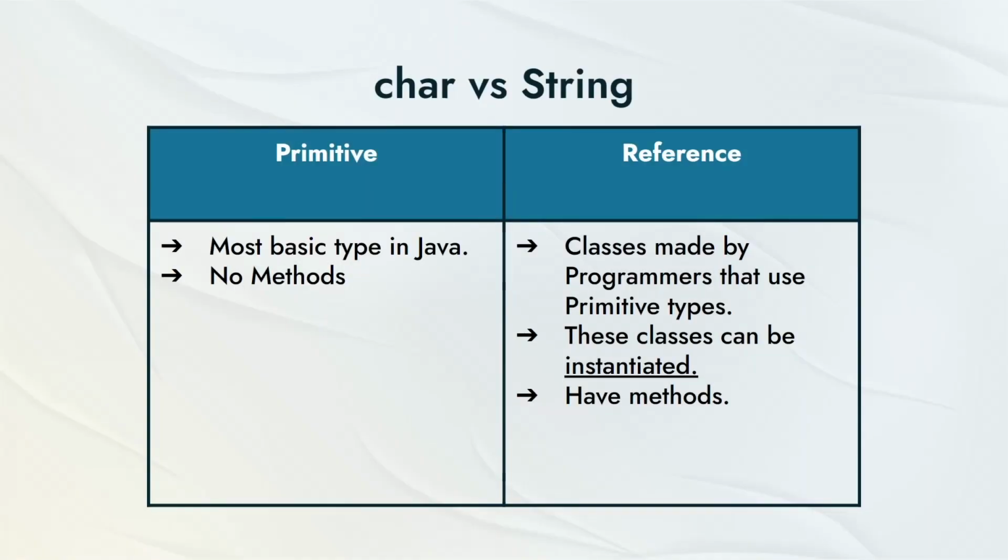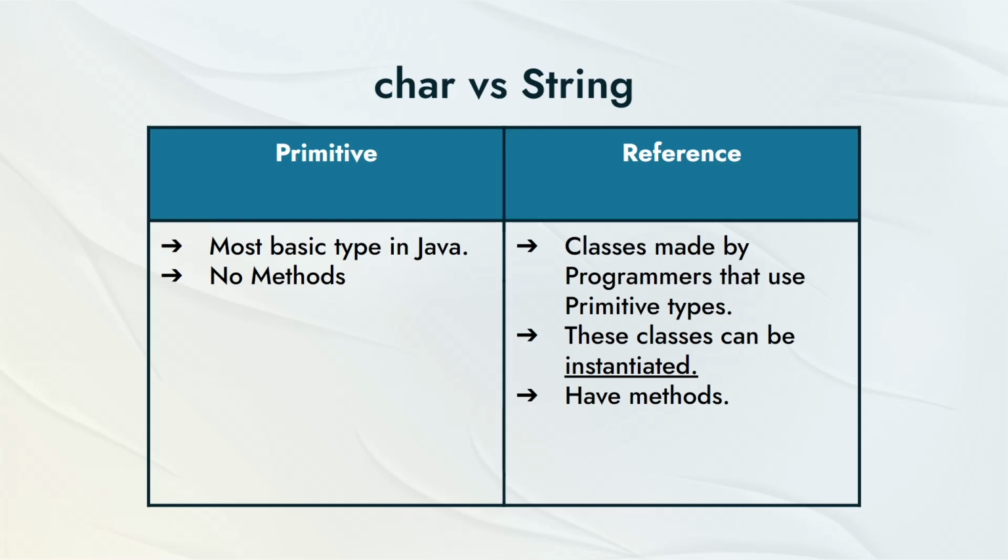So in the last video we talked about how char is actually a primitive value while String is not. String in Java is actually a reference type. To understand the difference between the two, a primitive value is the most basic type in Java, and it has no associated methods.